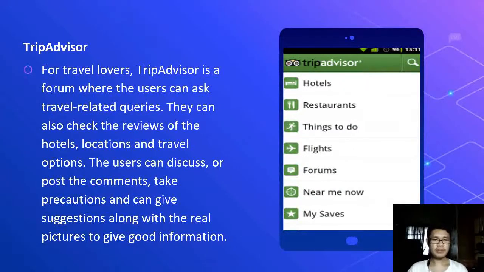TripAdvisor. For travel lovers, it is a forum where users can ask travel-related queries. They can also check the reviews of hotels, locations, and travel options. The users can discuss or post comments, take precautions, and give suggestions along with real pictures to give good information.